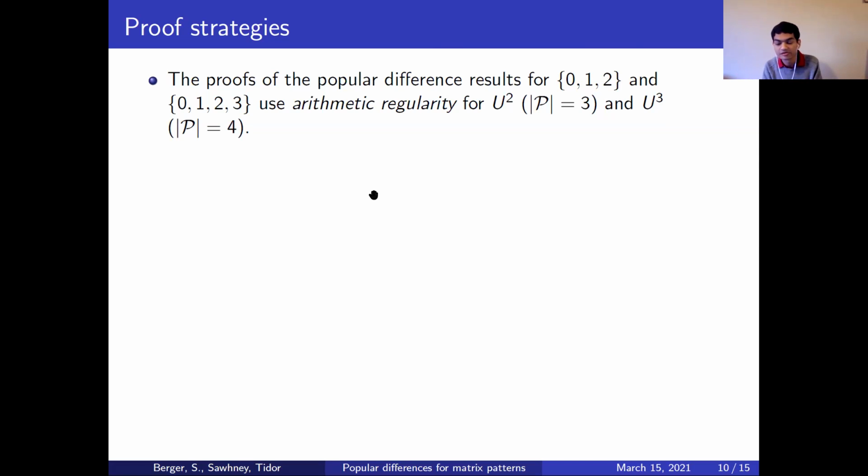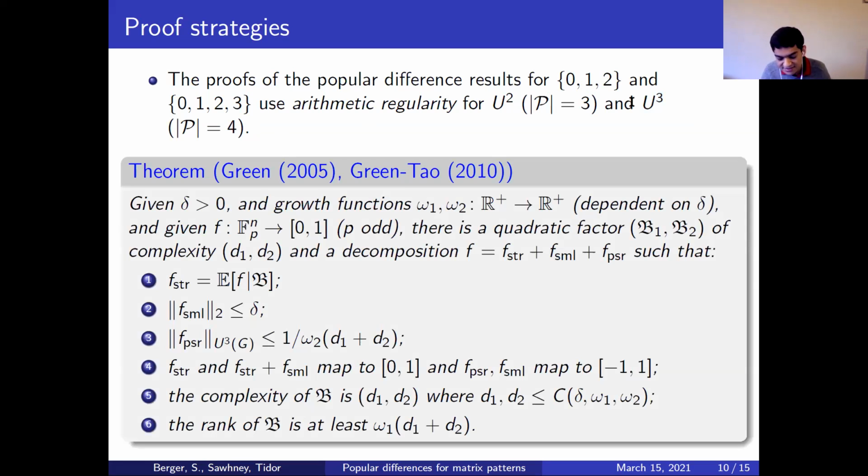On the contrary, all of the positive results use arithmetic regularity. So when the pattern size is 3, you can just think of it as regular arithmetic regularity for U2. So this is basically Green's arithmetic regularity lemma for 3 APs in abelian groups and stuff like that. And the 4-point pattern proofs for the positive results all use U3 regularity. I'm not going to state the U2 regularity stuff. It's strictly easier. It's kind of like Szemerédi's regularity lemma.